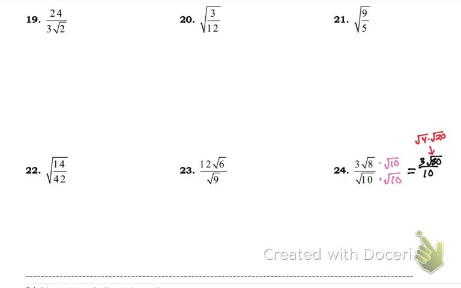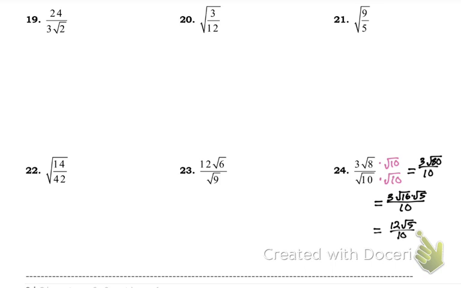So let's go with your 16, because you said 16 goes into it. How many times does 16 go into it? 5 times. So this would equal 3 times the square root of 16 times the square root of 5 over 10. Are we good so far? Okay, what's the square root of 16? 4. What's 4 times 3? 12. So we should have 12 square root of 5 over 10.